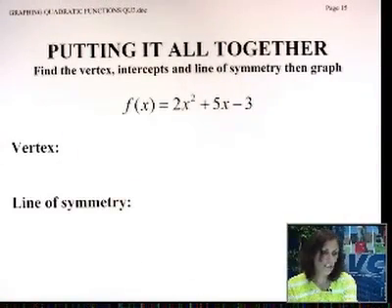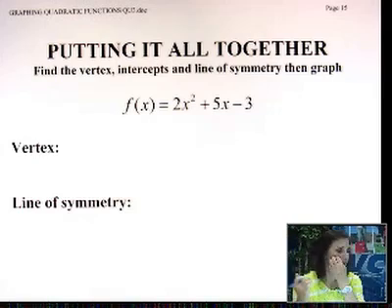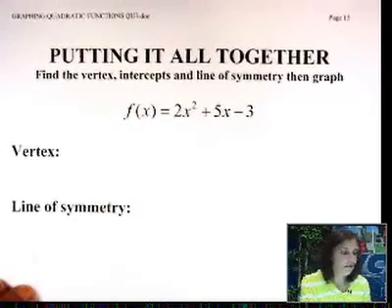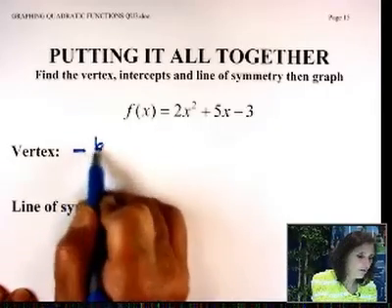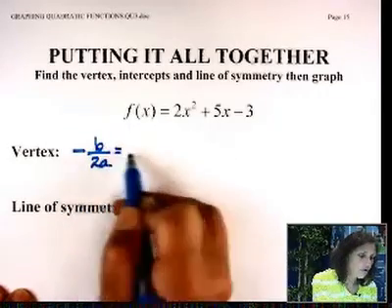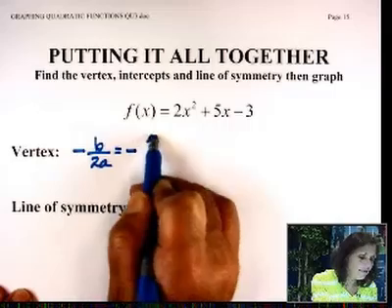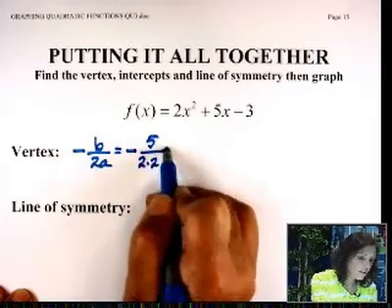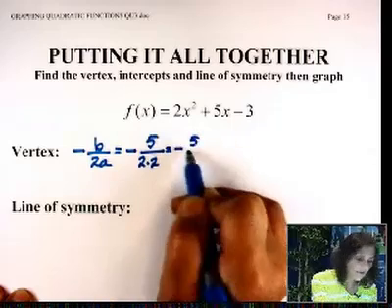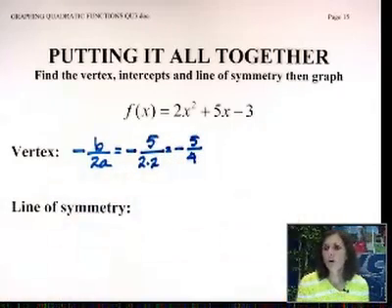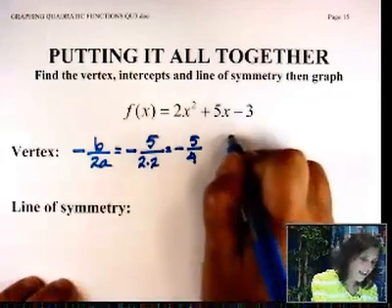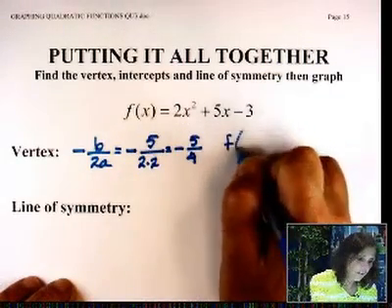So let's go and put everything together. Let's find the vertex. The vertex is going to be negative b over 2a. That's going to be negative 5 over 2a, 2 times 2. So it's going to be negative 5/4. Now I'm going to take the f of that. F of negative 5/4.